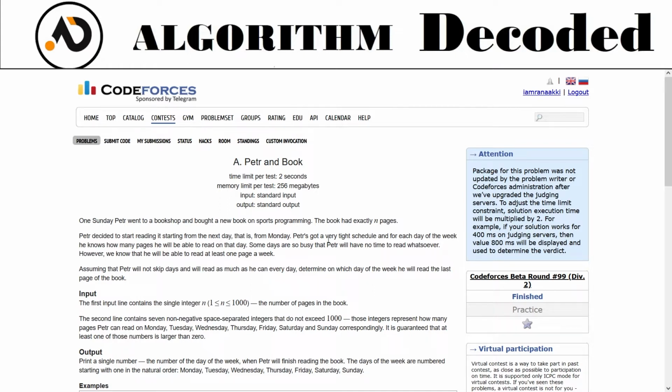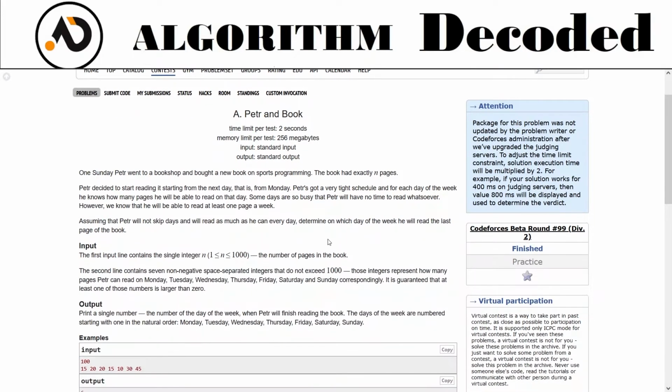Read at least one page a week. हफ्ते में एक पेज तो पढ़ ही लेगा. That's for sure है. इतना भी आलसी नहीं है. Assuming that Peter will not skip days and will read as much as he can every day, determine on which day of the week he will read the last page of the book. Last page कौन से डे को रीड करेगा ये बताना है. Assuming that Peter will not skip days, कोई भी डे स्किप नहीं कर रहा है.